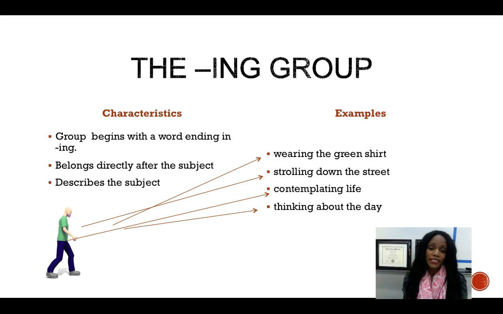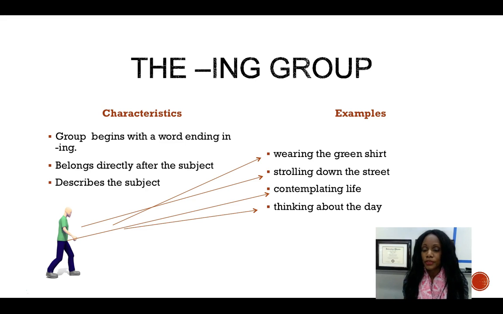Some characteristics of the ING group. One, it's a group that begins with a word ending in ing. Two, it belongs directly after your subject, and you'll see exactly what I mean a little bit later. It's really important that you do not insert any other words in between. And three, it really just describes your subject. It functions in the same way as your describer, but it's a different type of description.